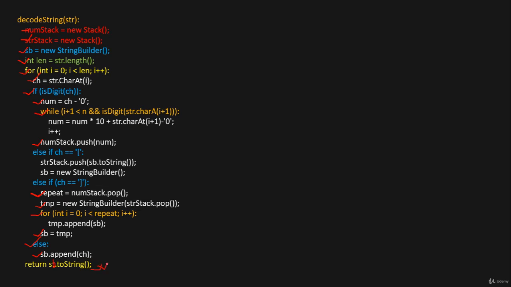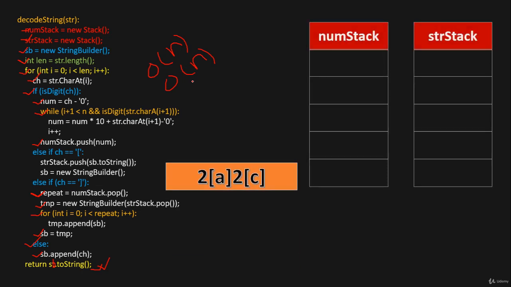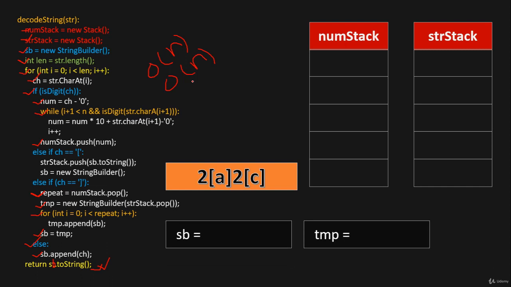And this is how it works. This solution will take O(n) time complexity and O(n) space complexity. For the worst case, it might take O(4n) space complexity, that's equivalent to O(n). This is our num stack and this is our string stack. This is our given string, and here we have string builder, and we have here the temp variable.